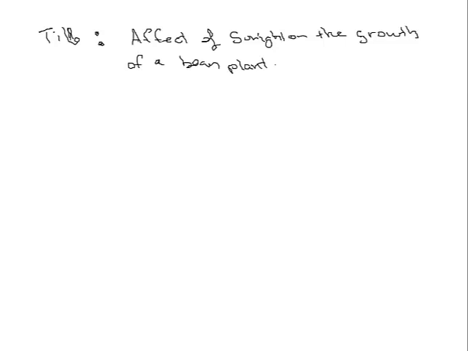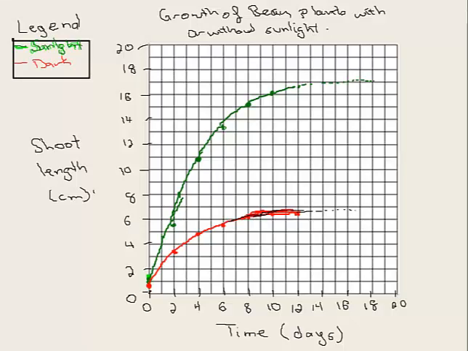Effect of sunlight on the growth of a bean plant. Okay, so the idea is to have quite a few words so that the title describes exactly what the reader is going to see when they look at your graph. Okay, that's everything for this lesson. Please use this information to go ahead and draw the graph that you're asked to draw in your lessons.